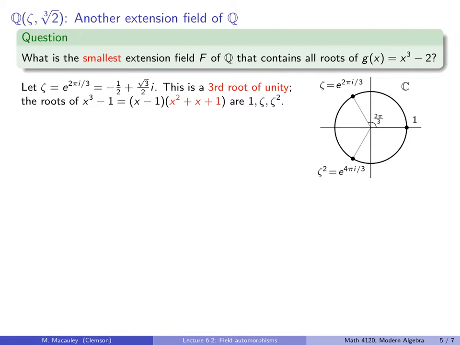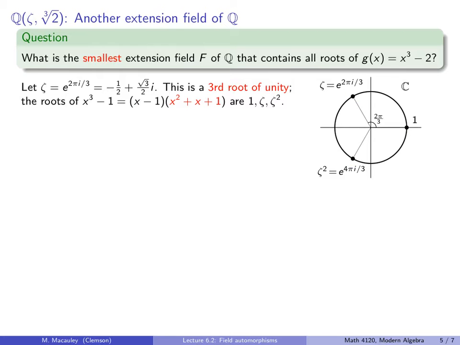Zeta is called a third root of unity, unity just meaning 1, and that just means that it is a cube root of 1. Formally, that means it is a root of the polynomial x cubed minus 1, which, by the way, factors as x minus 1 times x squared plus x plus 1. This degree 2 polynomial has two roots, which are zeta and zeta squared, and then the third root of this polynomial, of course, is 1.